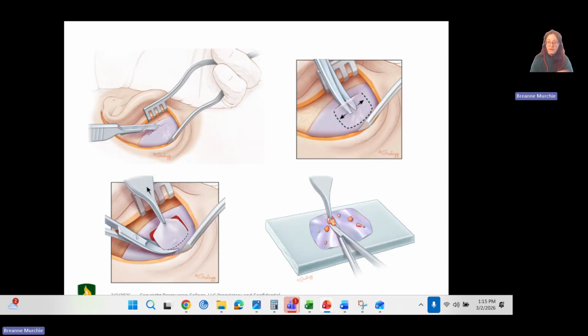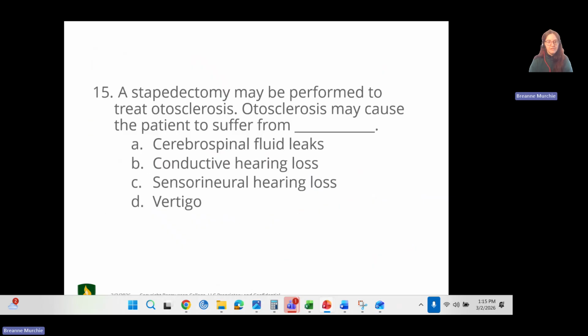And this is kind of the step-by-step imagery, how to harvest temporalis fascia. It's fascia from the temporalis muscle that covers the temporal bone. That's why they call it temporalis. It's the muscle covering the temporal bone, and the fascia is the covering of that muscle. So, temporalis fascia.